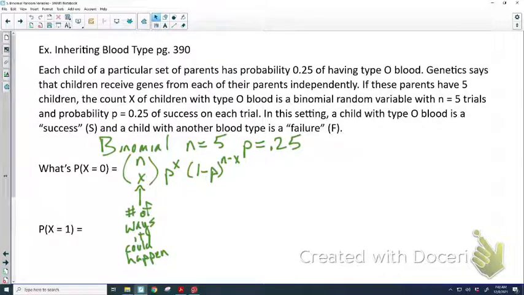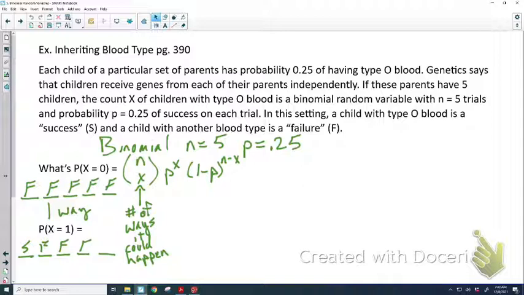So this one, we're starting easy. If I have 5 kids, there's only one way X equals 0 could play out. And that's all 5 of them failing to have type O blood. Notice it says success and failure up in the paragraph. So all 5 don't have it. There's only one way this could happen. Whereas if we skip down to X equals 1, I believe there are 5 ways this could happen, because I could move that S through all 5 spots.